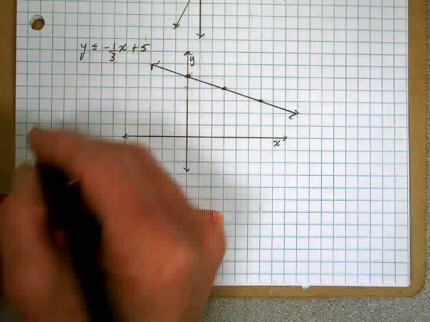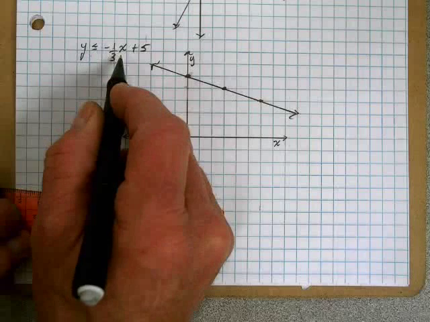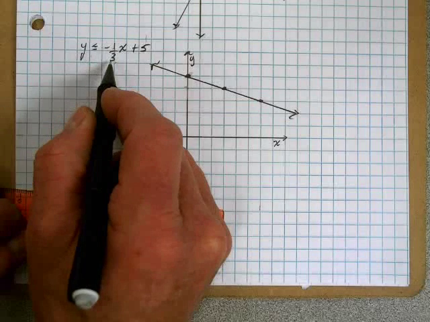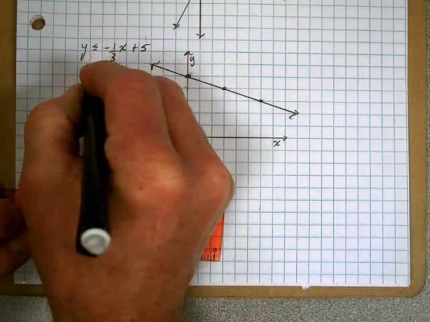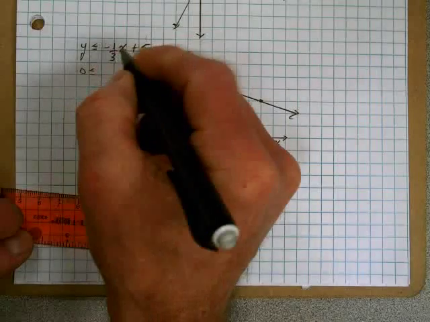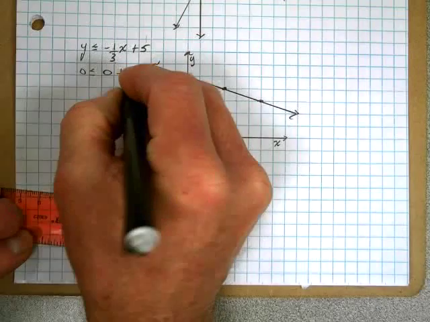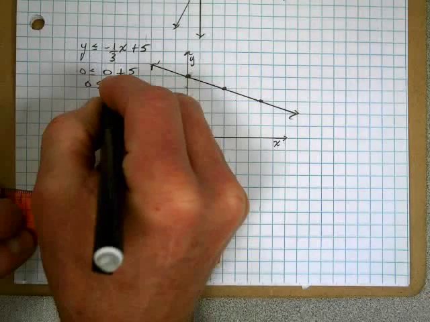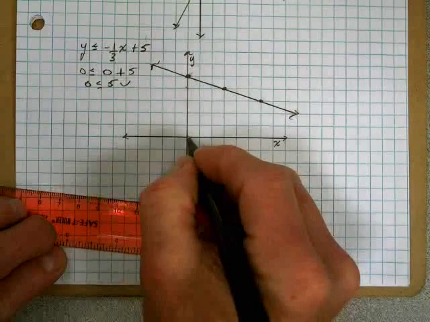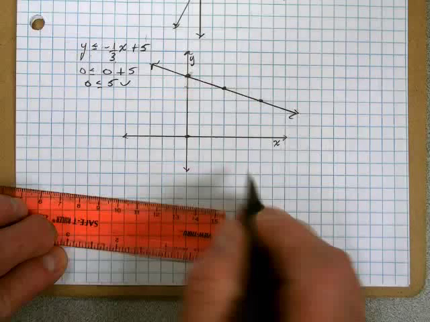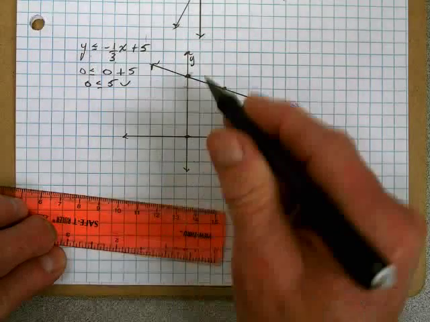I prefer to use the point 0, 0. So let's substitute 0 for x and 0 for y in this inequality and see if we get a true statement. So substituting 0, 0: 0 is less than or equal to negative 1/3 times 0, which would be 0, and then plus 5. So is 0 less than or equal to 5? The answer is yes.